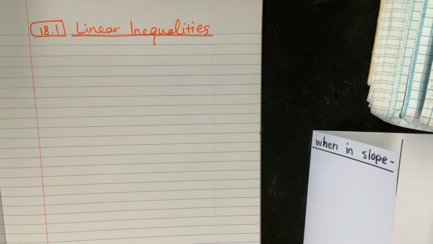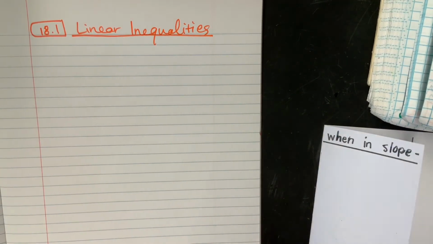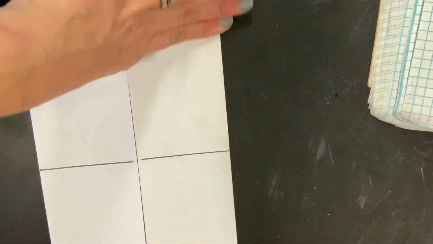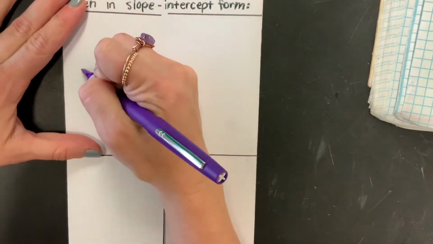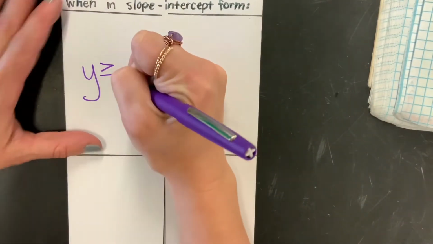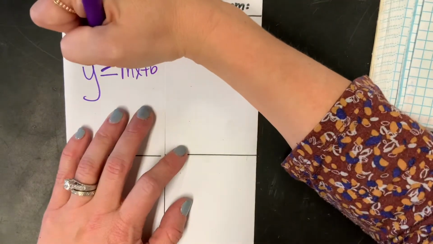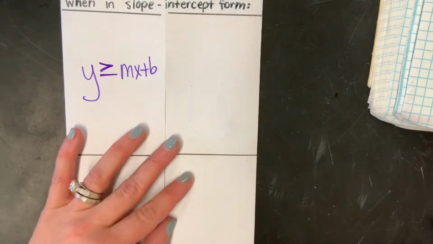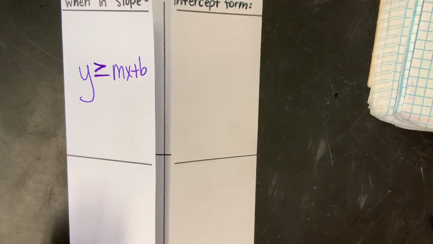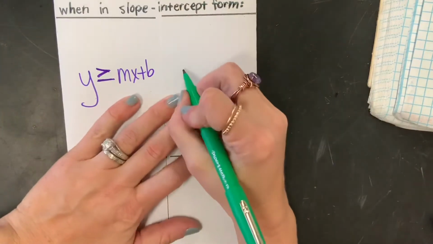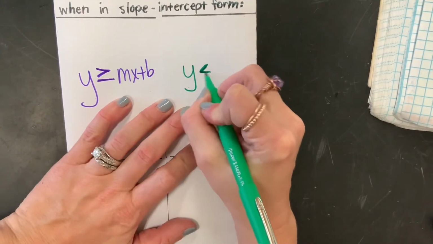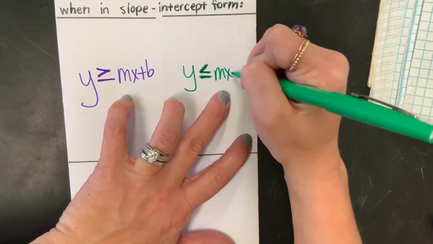So what are the inequality symbols? Greater than, less than, greater than or equal to, less than or equal to. Those are what we're going to see now. So I'm going to talk about all 4 of those and what they would look like. Okay, so we're going to have y is greater than or equal to mx plus b. Okay, so that's the symbol, greater than or equal to. Then I like to do color coding here. Then we're going to look at when y is less than or equal to mx plus b.